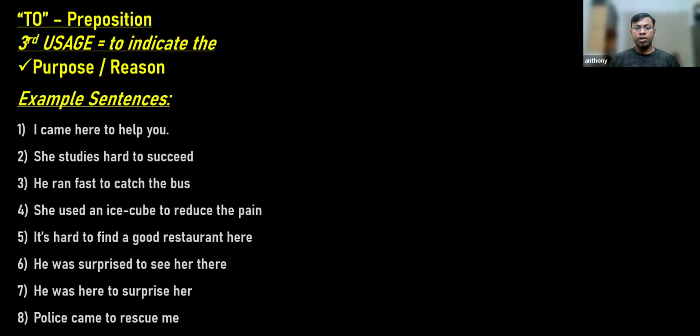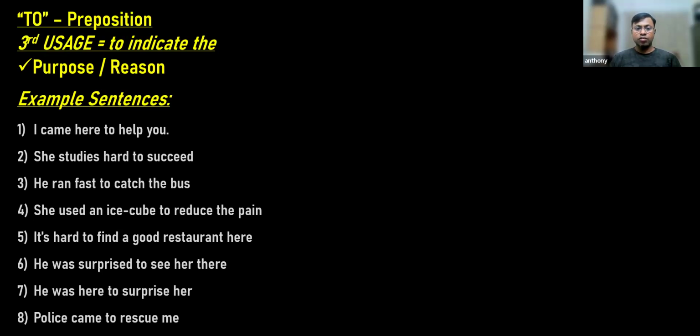Purpose or reason. I came here. Why? To help you. She studies very hard. What is the reason? To succeed. He ran very fast. What is the reason? To catch the bus. She used a knife. For what? To reduce the pain. It is hard to find a good restaurant here. What is the reason? Why is it very hard? To find a good restaurant. Bad restaurants are many.